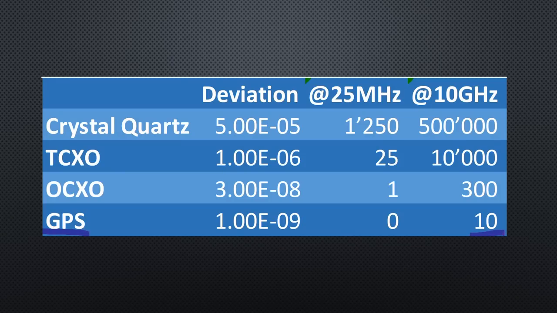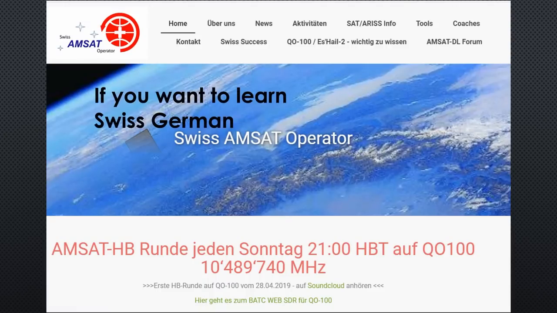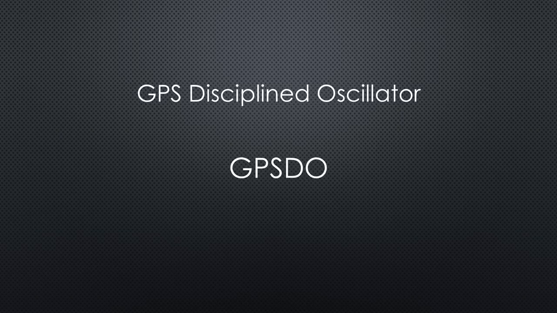If on a future Sunday evening I select 10.489740 MHz for the Swiss round, my frequency should be 10 Hz away, without calibration for the next few thousand years. Enough for the girls I go out with. And its name? GPS Disciplined Oscillator, short GPSDO.